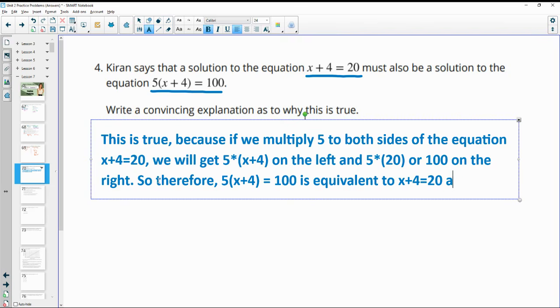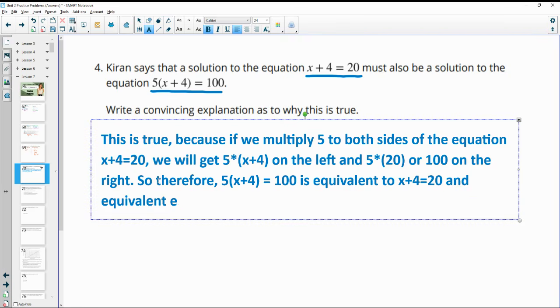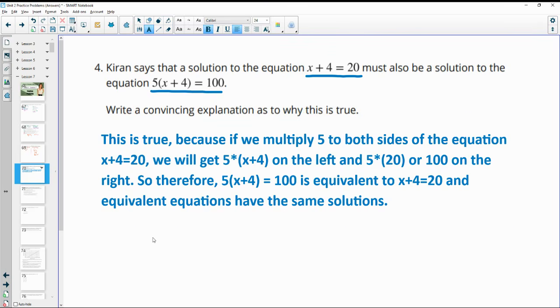And equivalent equations have the same solutions. Now, your argument could obviously be different than mine. That's just my words, so feel free to write it in your own, more or less than I did. It just needs to be convincing.